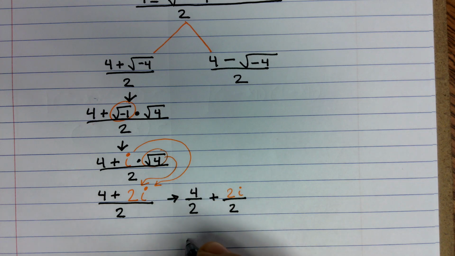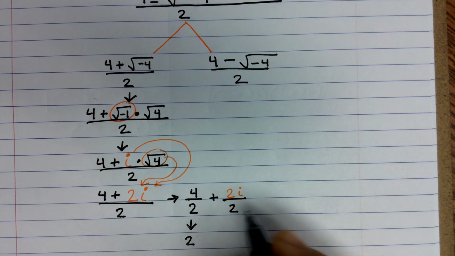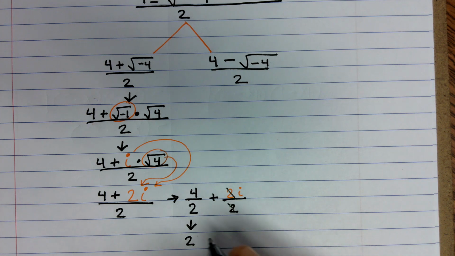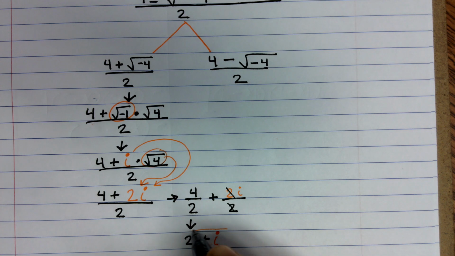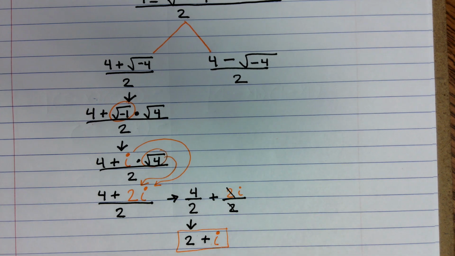Now 2 will go into 4 2 times, so that becomes 2. And 2 will go into 2 1 time, right? So we like to say they cancel. So this just becomes plus 1i. Now remember that there's always an invisible 1 in front of every variable, so in this case you really don't have to write the 1 in front. You can just leave it like that. And this is one of our solutions, 2 plus i.